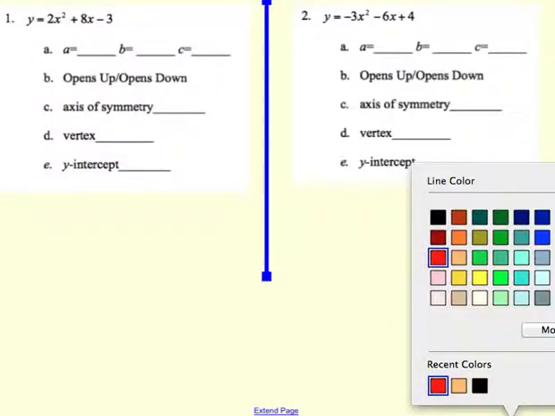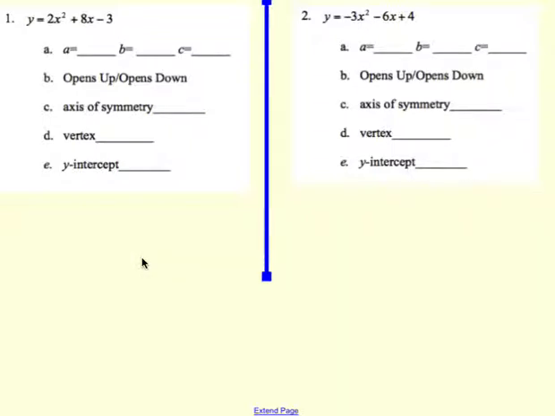So for number 1, I want to calculate out my a, my b, and my c. My a is going to be 2 because it's with the squared term, my b is 8 because it's with the x term, and my c is negative 3. So next what I notice is that my a is positive, so it's going to open up. Now I want to calculate my axis of symmetry.